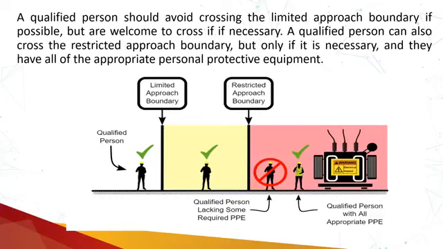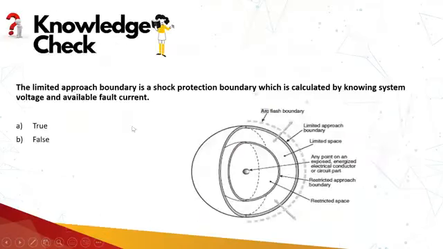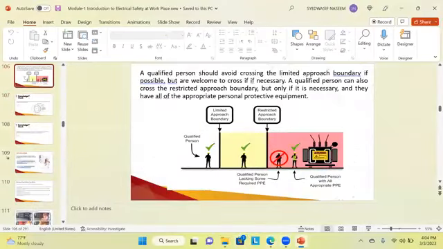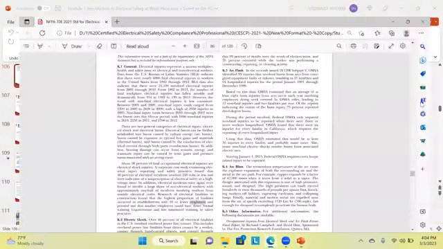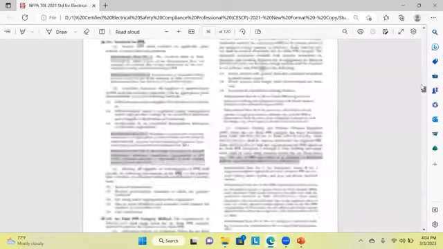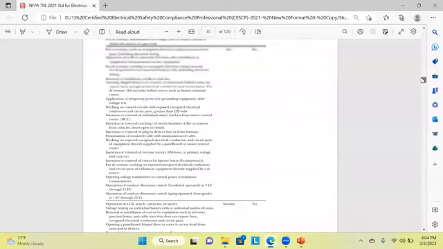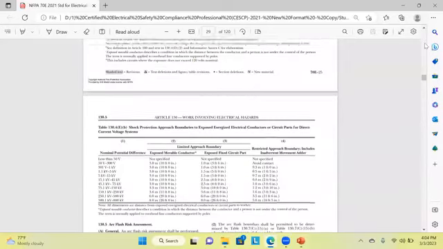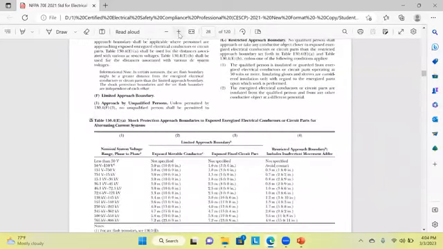Second, no ladder, long tools, scaffold, and other things should be brought within the limited approach boundary. So, for example, if you are working at an overhead line, or if you are operating a crane, the crane should keep a minimum distance of the limited approach boundary. If they are operating near some overhead line, that distance is covered in the standard. So this distance can be used for a person who is working near an overhead line, or any machinery or equipment which is being operated.